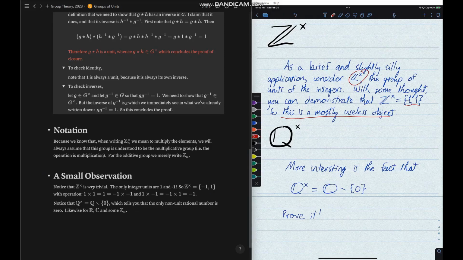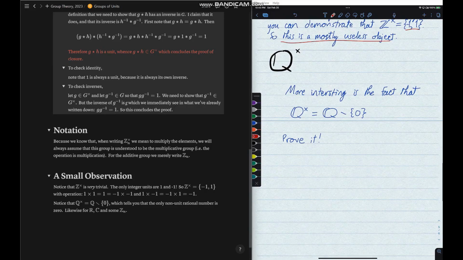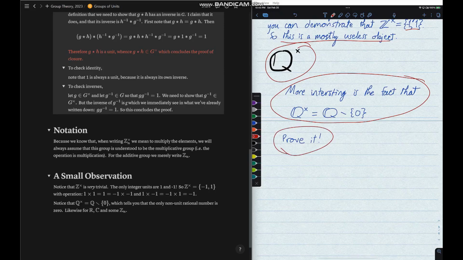A somewhat more interesting example is the rational numbers. So Q cross, that is more interesting. That turns out to be everything is a unit with the sole exception of 0. And the viewer should prove it for themselves.